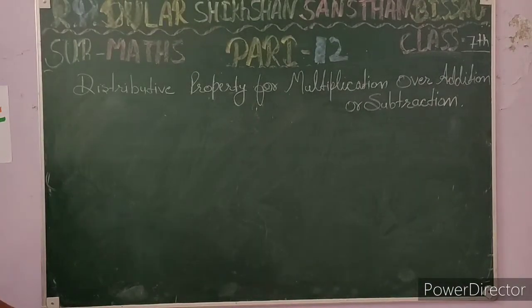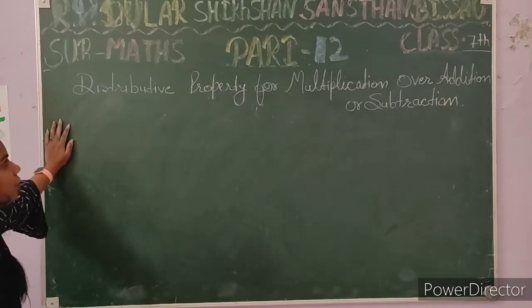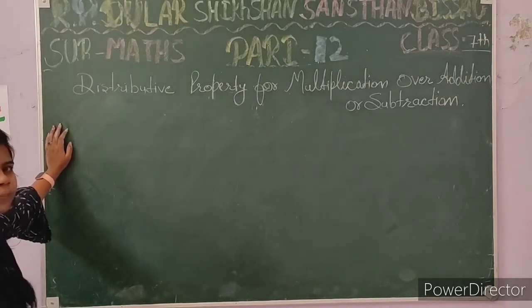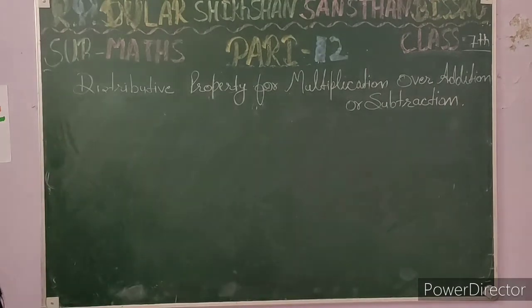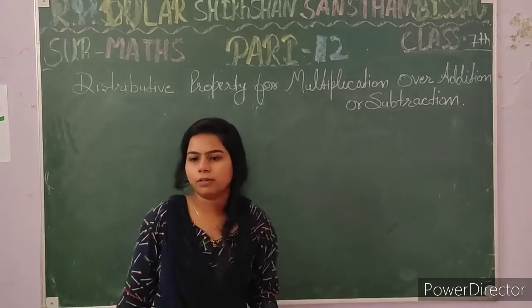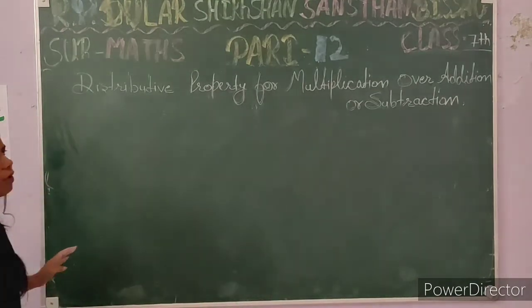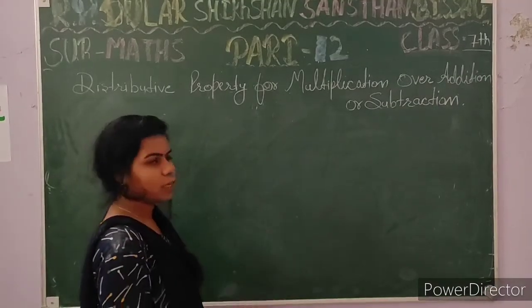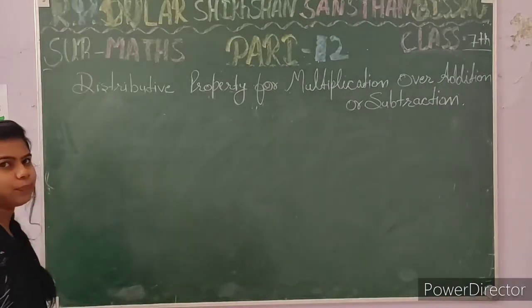Okay. So today's topic is the distributive property of multiplication over addition or subtraction. In today's class, I will tell you about the distributive property: what it is and how we use it. Students, your Practice Perfect exercise 1.3 depends on this topic. Okay, Practice Perfect exercise 1.3.